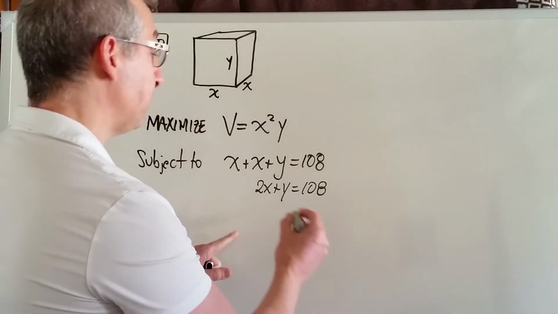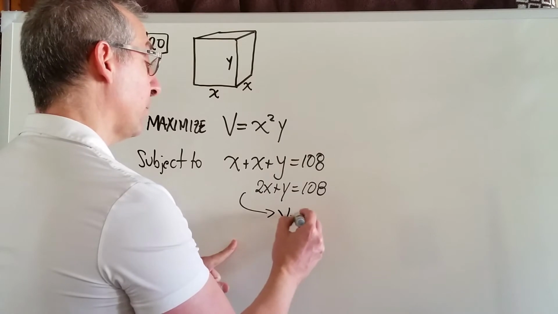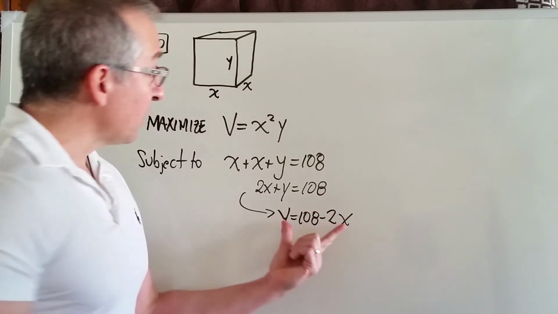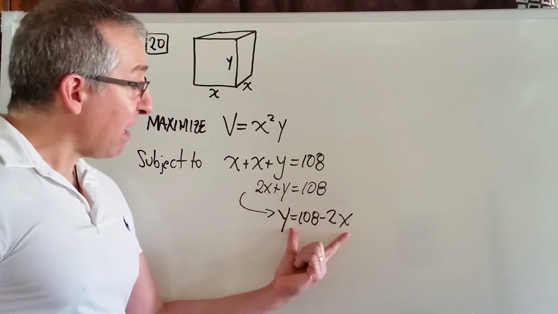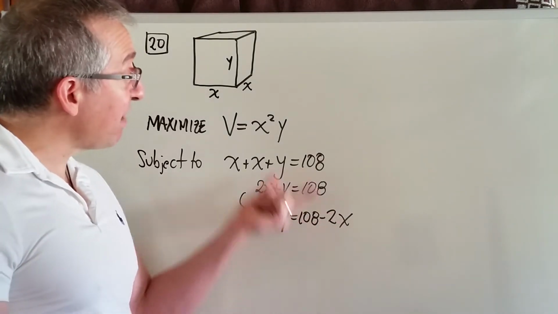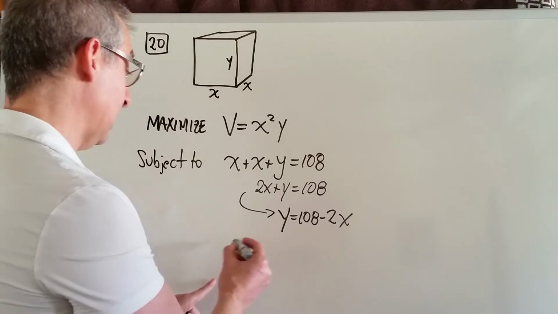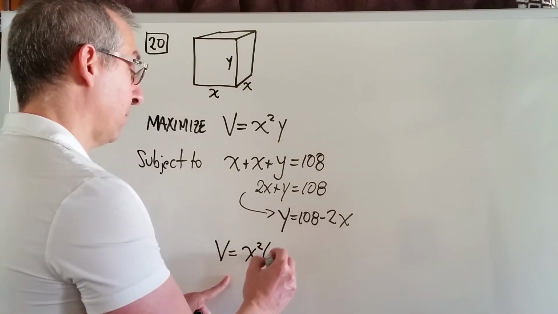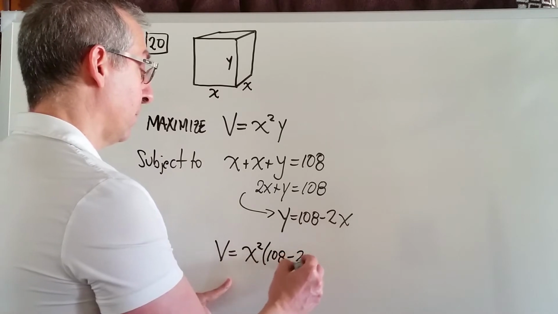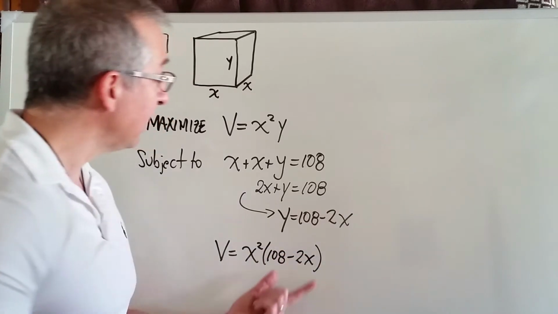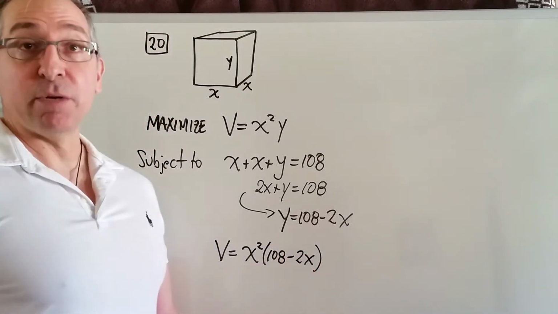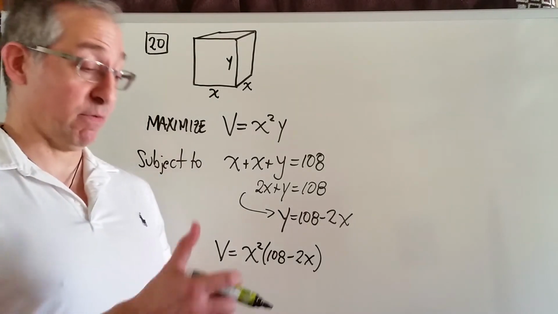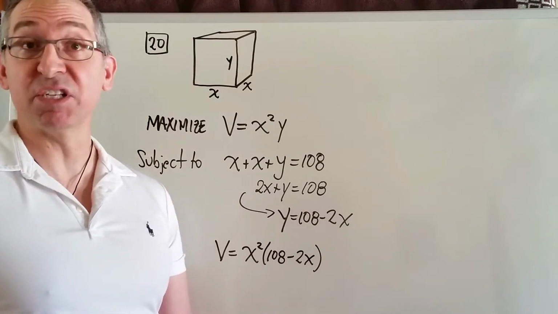Okay, so here, I took my constraint equation, I solved for one of the variables. Now I'm going to force that variable into the volume equation. Okay. And so now my volume is in terms of just one variable only. Now we can go through and we can take the derivative, we can look for the critical numbers, just like we did with the previous problem.